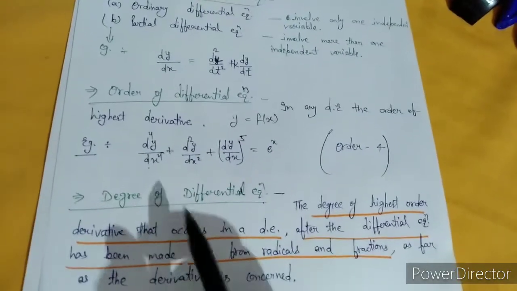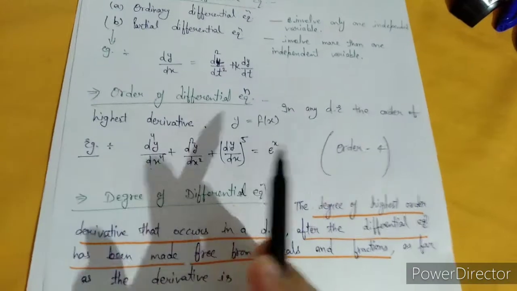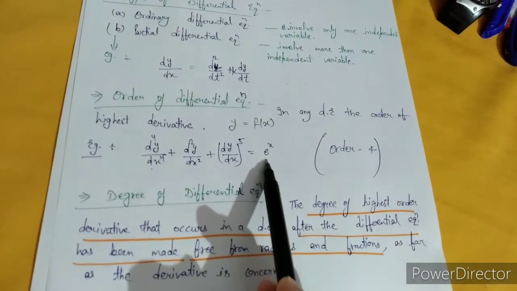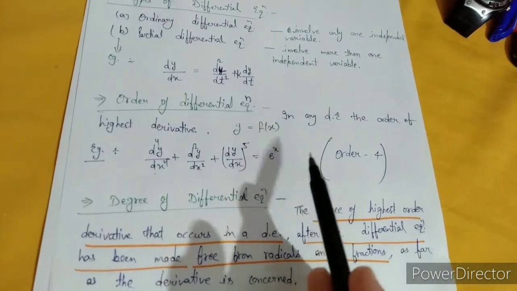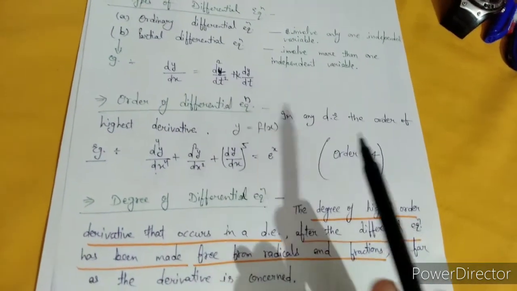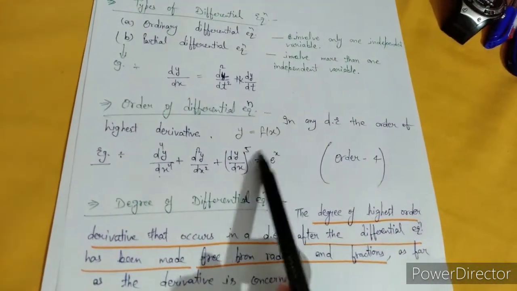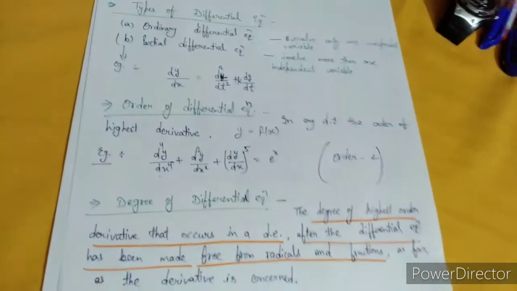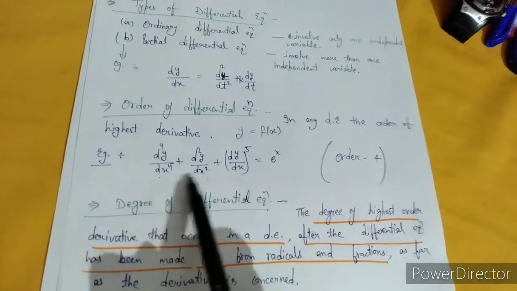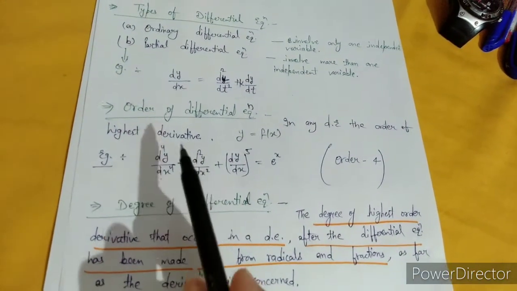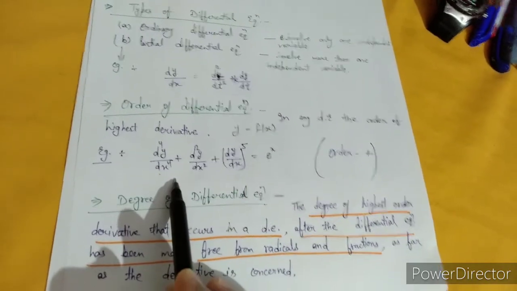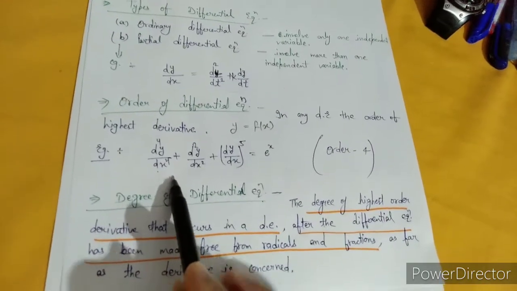You do not need to look at terms like e to the power x, sin x, cos x, sin inverse x. If these types of functions are always there, you do not need to look at them. You have to just see the derivatives of this y. Just see what's the highest derivative, and that highest derivative will be the order of the differential equation.